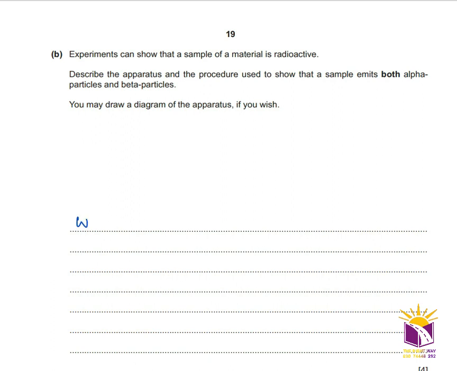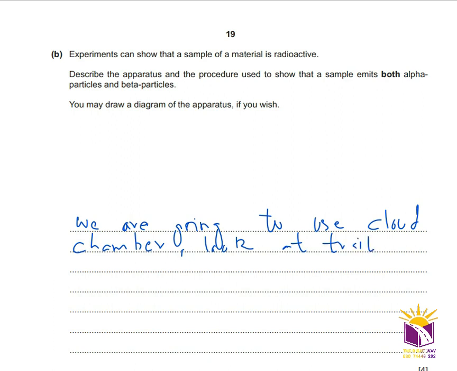So we are going to use cloud chamber. Now what we are going to do is look at trails in the cloud chamber when vapors ionize.